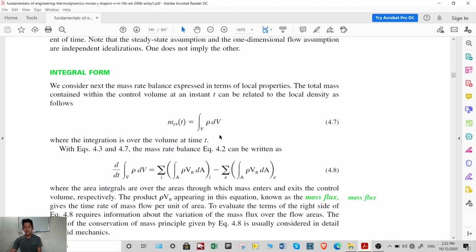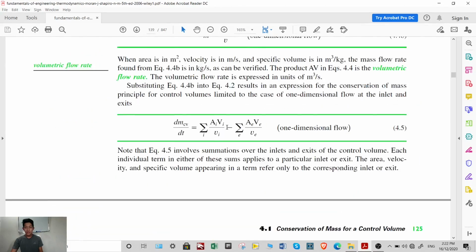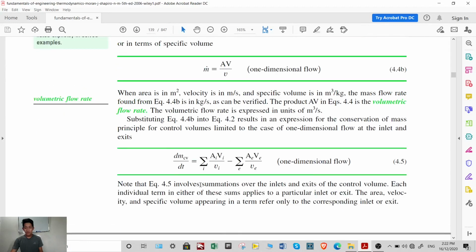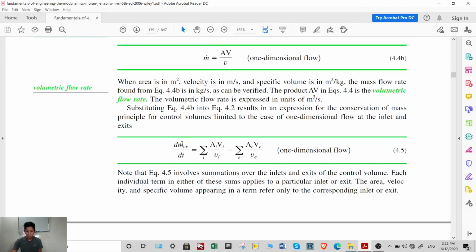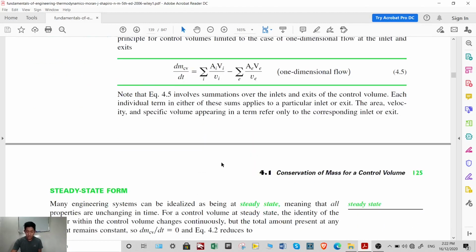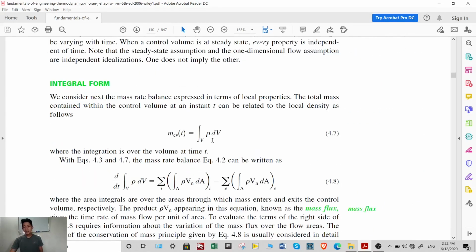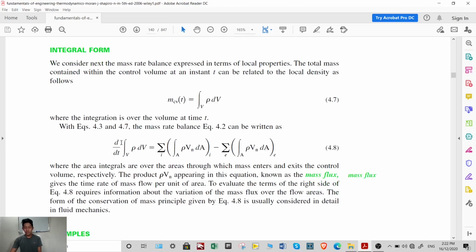Mao ni siya ang mass nga naa within sa imong control volume, di ba? Kani siya mao ni ang mass nga nisulod og migawas. Unsa man pud ang value ani nga term? Ang value ana niya is kani rho dV, di ba? Mass is just density times volume. So, kung ato na siyang i-input sa equation sa taas, mao na yung makuha.